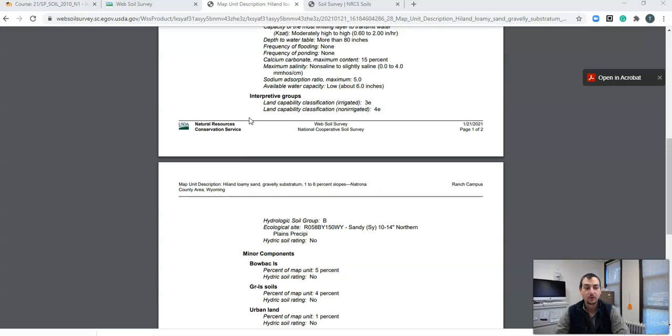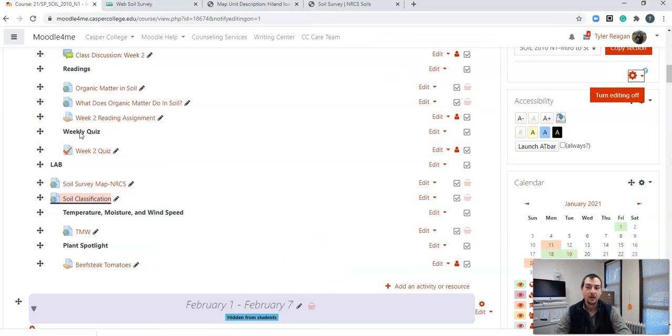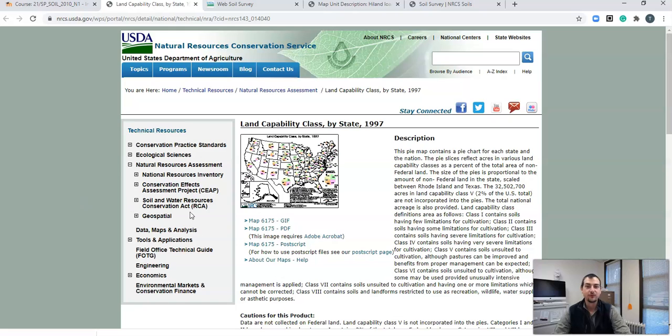Another thing that's very important for agricultural production is knowing your land capability classification. It lists the irrigated as 3E and the non-irrigated as 4E. Well, what does that mean? We need to dive into that and figure that out. So here we're going to go to another website, again by the NRCS, and this is listed in Moodle under the soil classification. If we click on that soil classification, it brings up this lovely website by the NRCS.